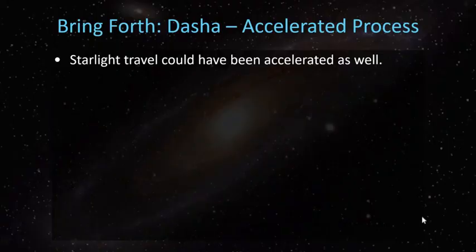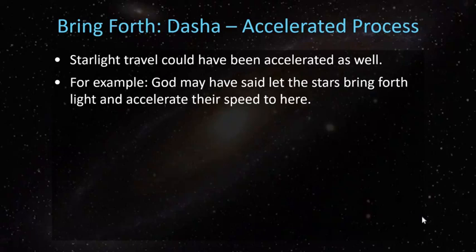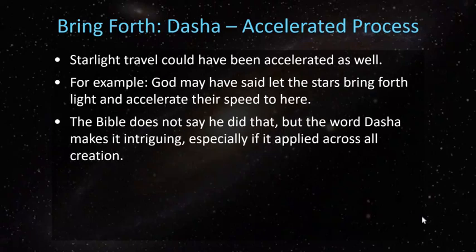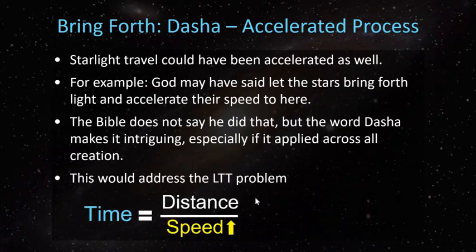Okay, so starlight travel could have been accelerated as well. For example, God may have said, let the stars bring forth light, accelerate their speed to here. Now, it doesn't say that he did that, but the word dasha makes it intriguing, especially if it applied across the creation. This would address the light time travel problem, increase the speed, and decrease the time to get here.